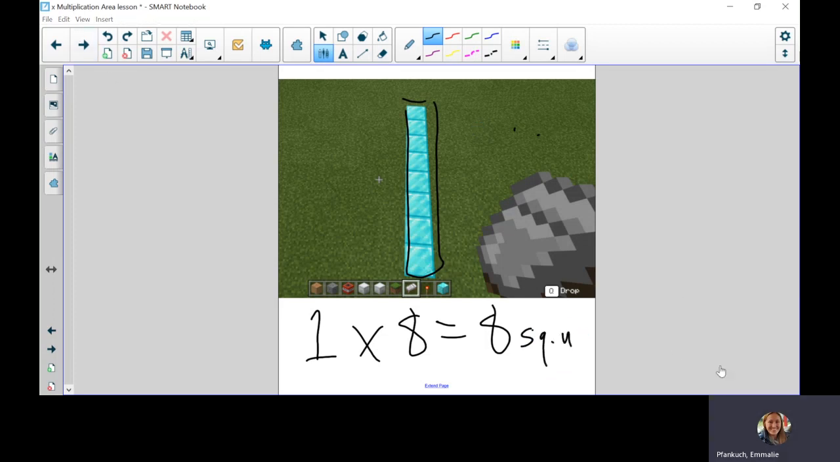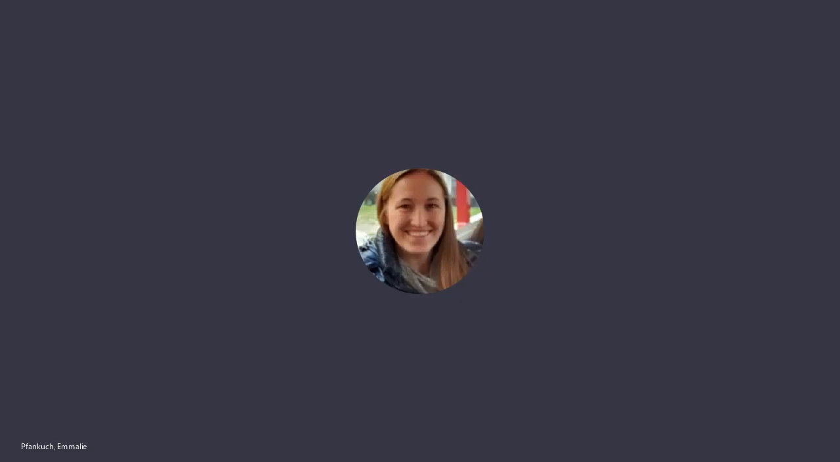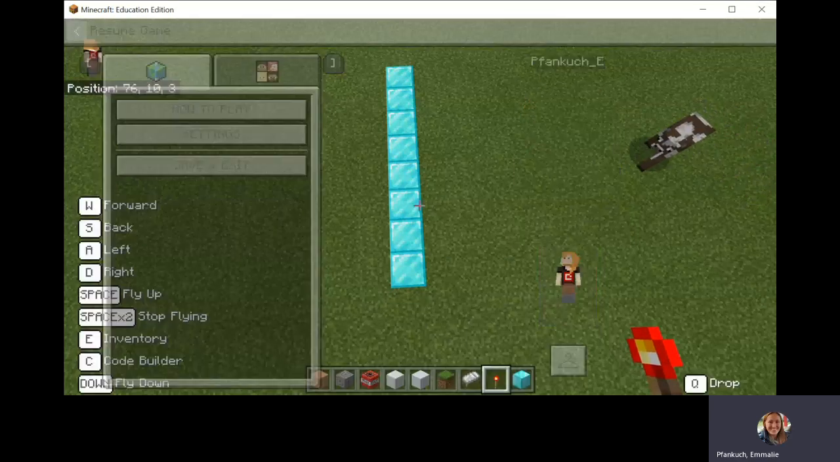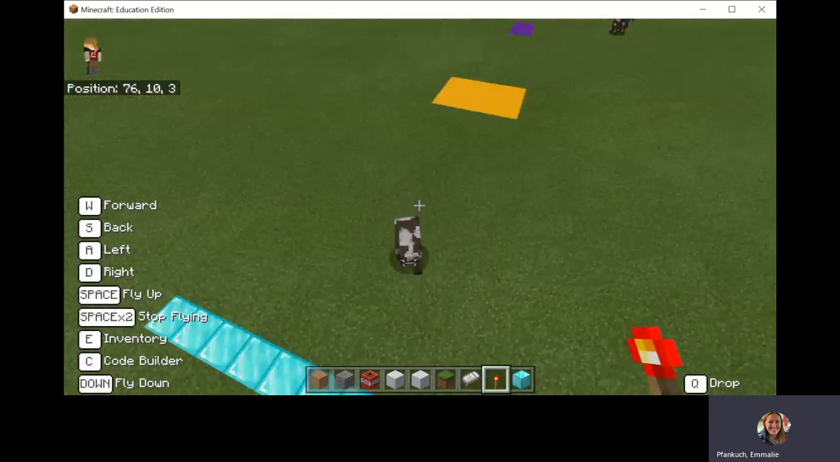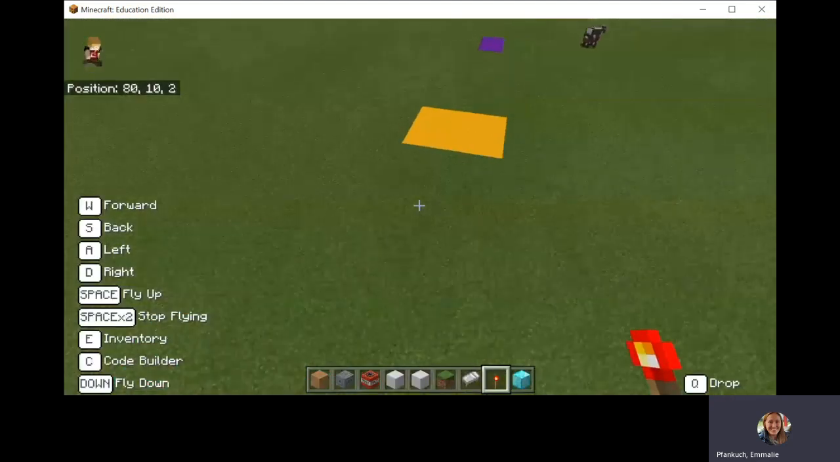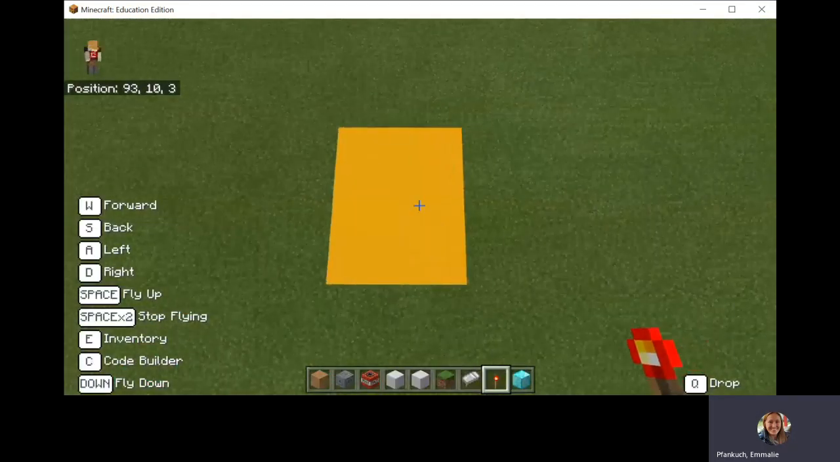Okay, let's go back to Minecraft and look at some other floors that I might want to put inside the house. All right, sounds like there is a cow. Yep, there's a cow. Hey, Mr. Cow, let's head on over to my yellow floor. This is where it gets a little bit trickier.